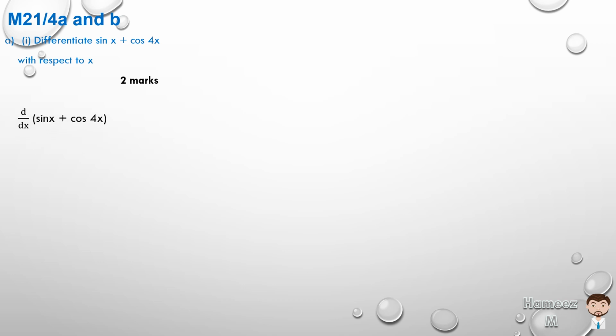May 2021, number 4a, part 1. Differentiate sin x + cos 4x with respect to x. Let's write that, d/dx of sin x + cos 4x. When we're differentiating this, we need to differentiate sin x plus the differential of cos 4x. And that will give us cos x - 4 sin 4x.